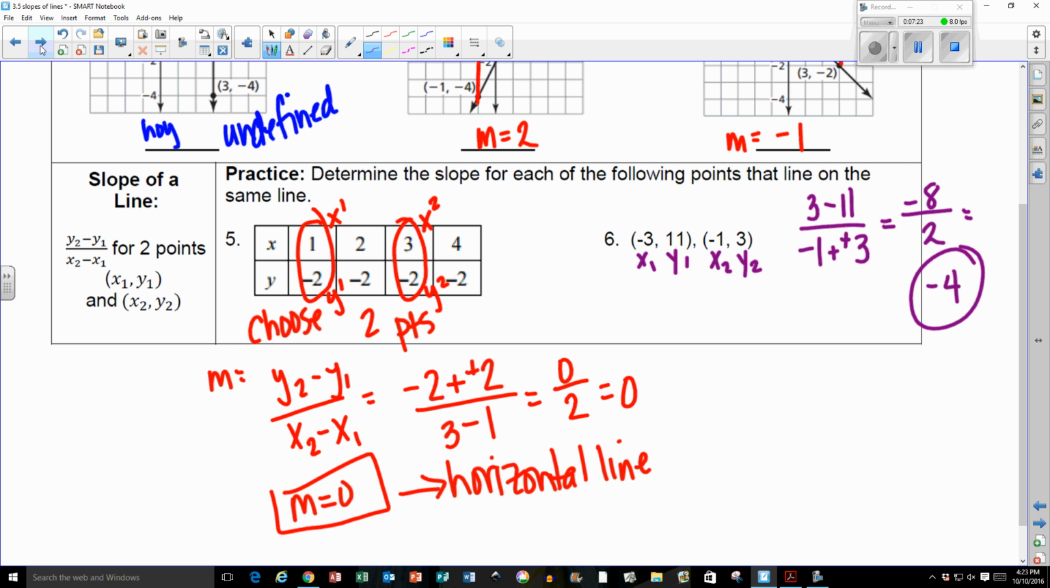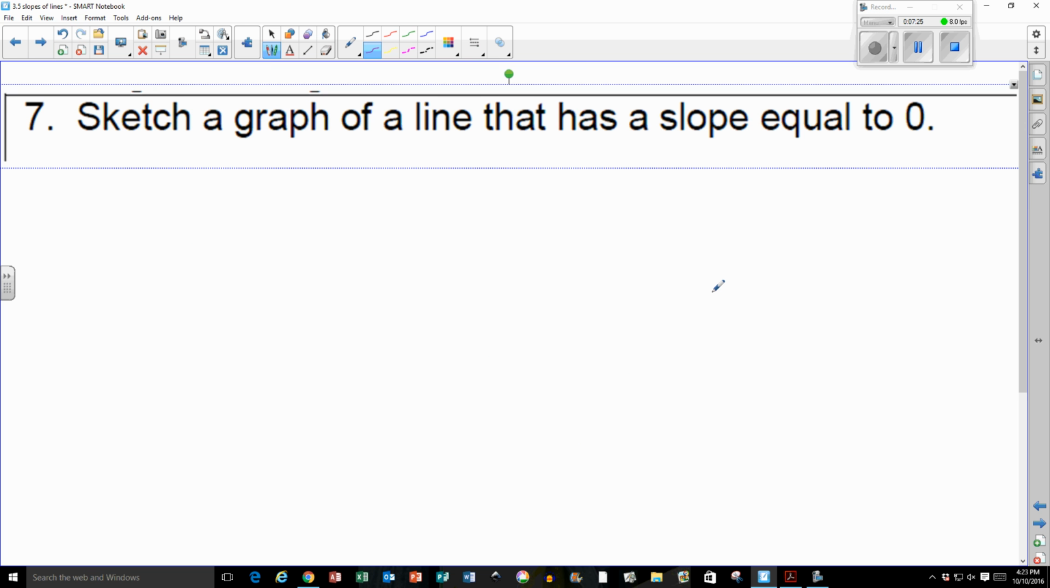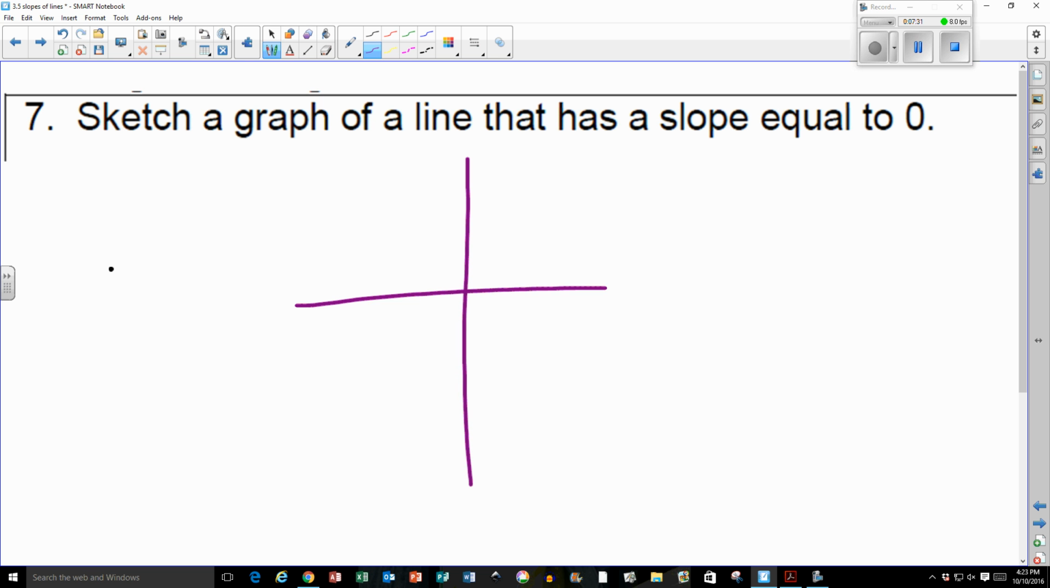All right. Sketch a graph of a line that has a slope equal to 0. So I have the x and y axis. So here's x and here's y. Sketch a graph of a line that has a slope equal to 0. So all you got to do is draw a horizontal line. Slope is 0. Super easy. Super easy and some good review.